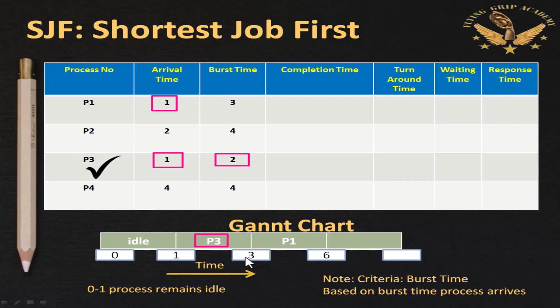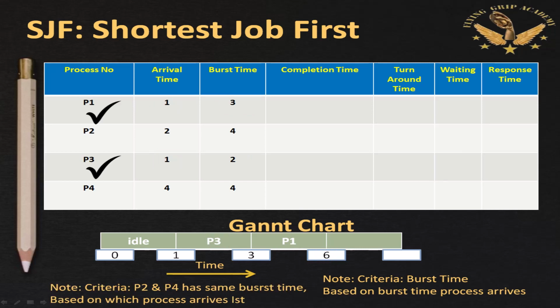Next we allow P1, which has the burst time 3. So now 3 plus burst time 3 is 6. Based upon the burst time, we allow each and every process. Now P1 and P3 have completed their tasks. The remaining tasks are P2 and P4. Among P2 and P4, both have the same burst time, but based upon the arrival time, we allow P2 to enter the CPU.